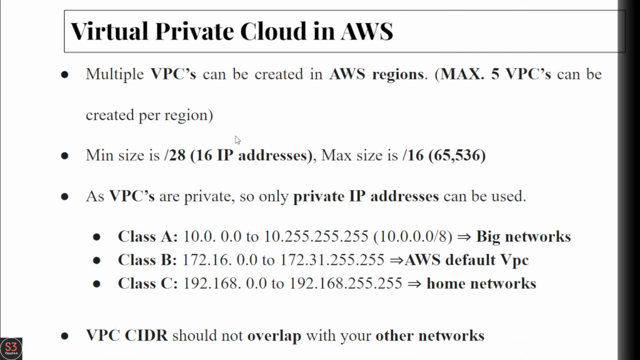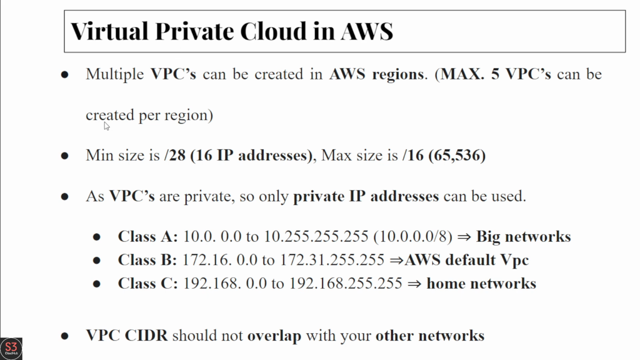Next is Virtual Private Cloud in AWS. Multiple VPCs can be created in AWS regions. So we can create more than one VPC in a region. We can create a maximum of 5 VPCs in a particular region, so not more than 5 VPCs can be created in a particular region. The minimum size is a /28 subnet, which can include 16 IP addresses, and the max size is /16, which can include 65,535 IP addresses.